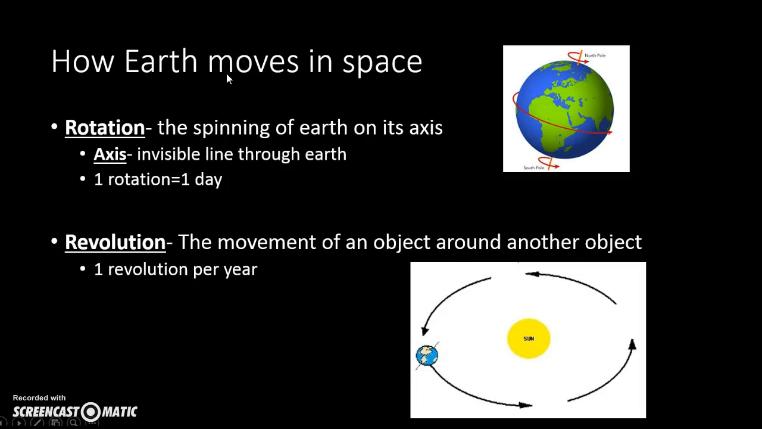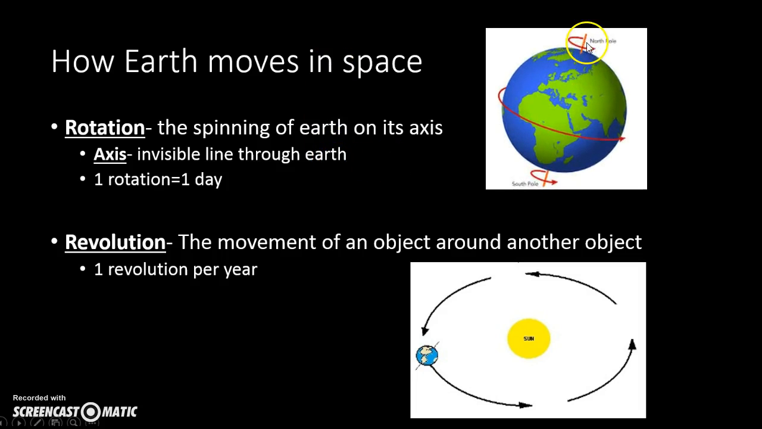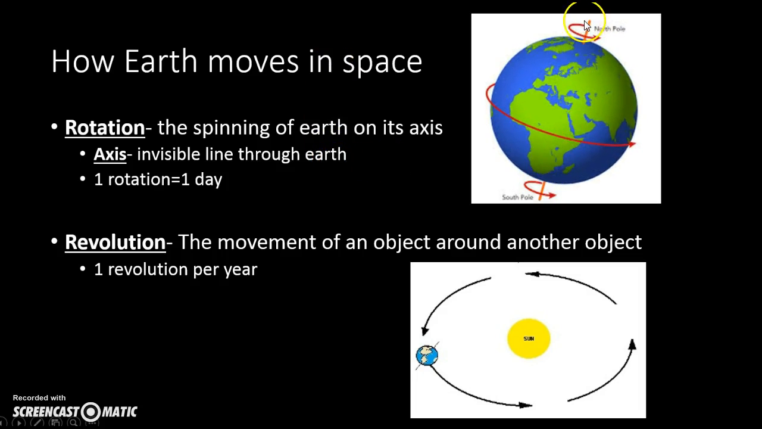And here's our first note. So Earth moves through space in 2 ways: rotation and revolution. Rotation is defined as the spinning of Earth on its axis. And the axis is an invisible line through Earth, drawn through the poles. It's this orange line right here. And basically the Earth rotates on its axis. 1 rotation equals 1 day in time.